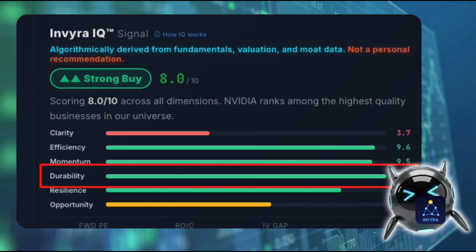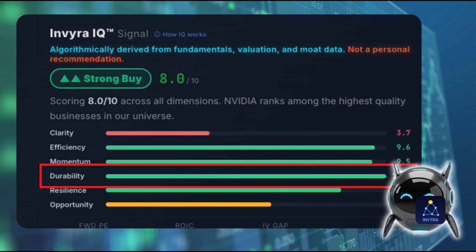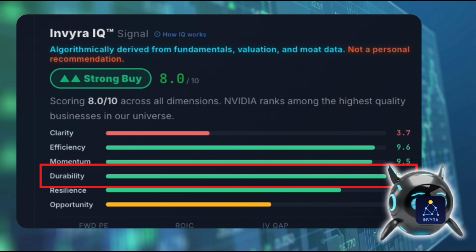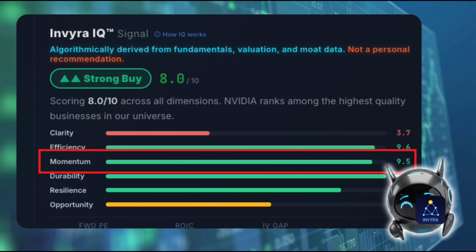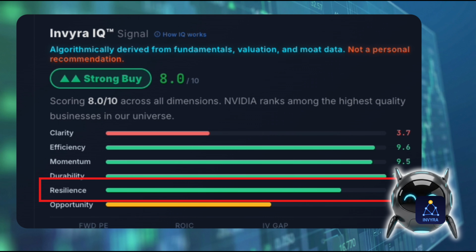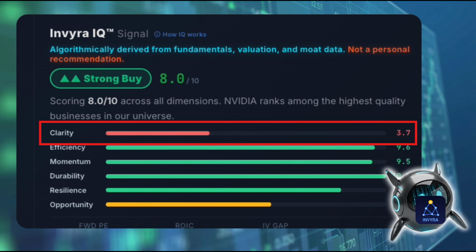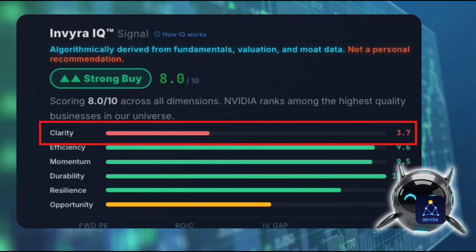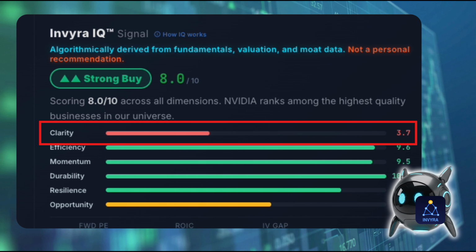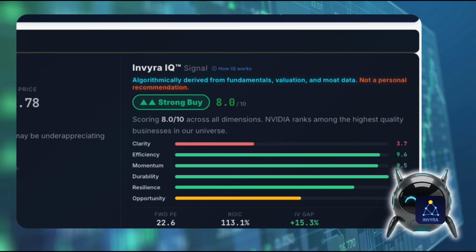Looking at the breakdown, durability scores 10.0, as close to perfect as Invyra assigns, reflecting the consistency and defensibility of NVIDIA's business model. Efficiency scores 9.6, momentum 9.5, resilience 8.4. The weakest dimension is clarity at 3.7, which reflects the complexity and uncertainty around modeling NVIDIA's forward earnings, given how fast the business is evolving. That clarity score is worth holding on to. It doesn't mean the investment is bad. It means the range of outcomes is wide, and that the numbers you're working with require more judgment than usual.